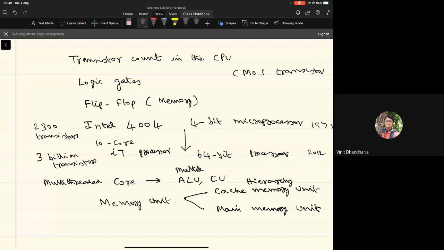So the second part of the CPU nowadays, which takes away the bulk of the transistors, is this cache memory unit. Okay, and the main memory unit will typically be outside the processor chip. That's why the access to the main memory is going to be slower than access to the cache memory. All right. Again, we'll be seeing many details of this.